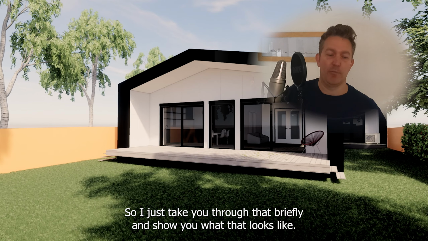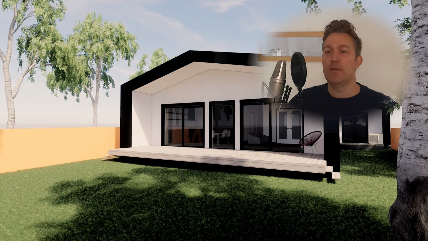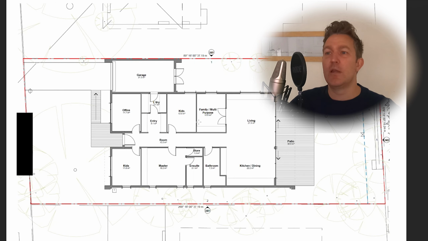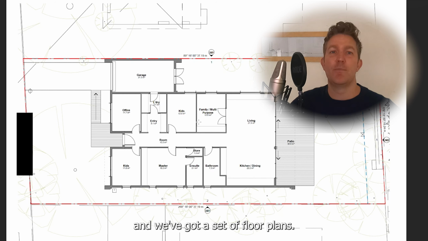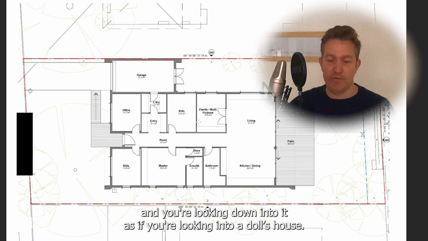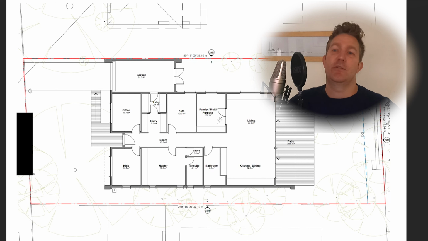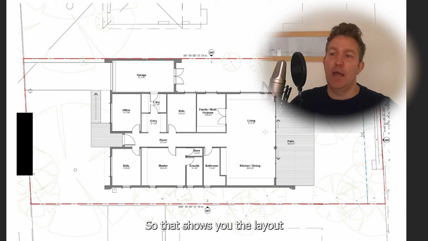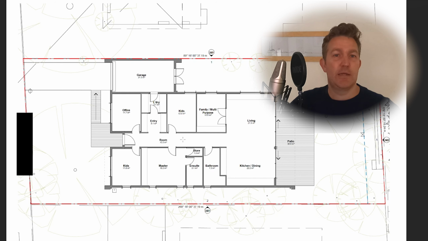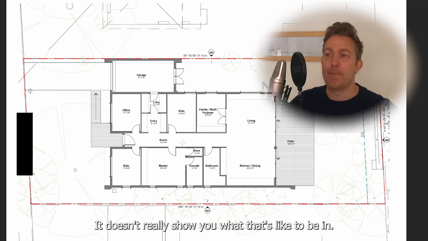So I'll just take you through that briefly and show you what that looks like. You can see here for a project like this, we've moved past the initial concept design stage and we've got a set of floor plans. They're cuts through the building as if you cut the top off a slice of cake and you're looking down into it as if you're looking into a doll's house. So that shows you a layout and it shows you the functional, practical flows and things like that, how you move from place to place. It doesn't really show you what that's like to be in.